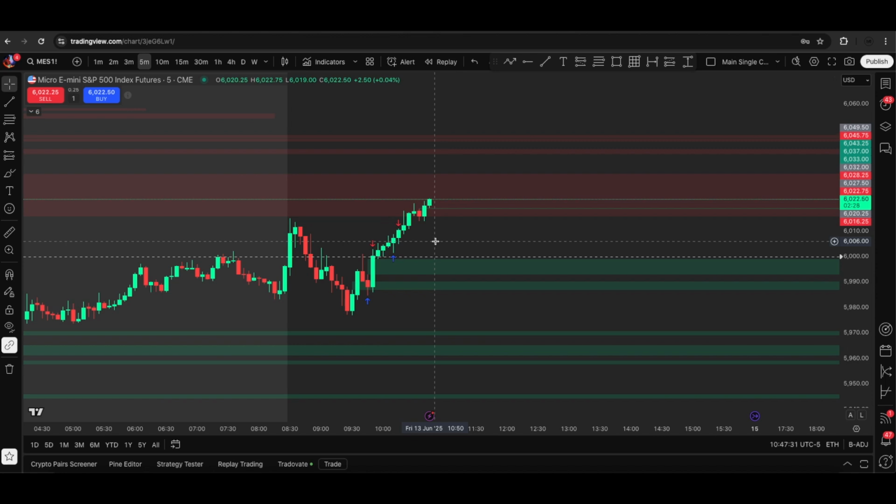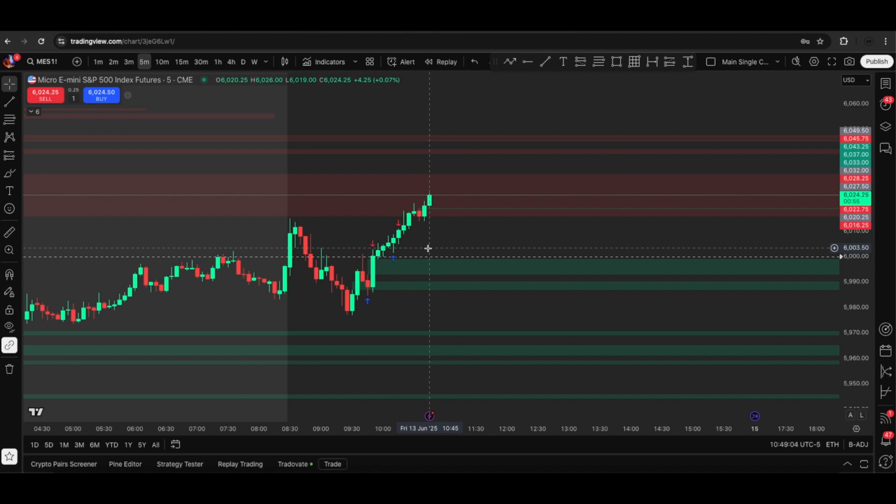Okay, so moving on to the next thing. How do I confirm it with structure? I don't just want to take every fair value gap I see. I want confluence. So for me, I'll often pair it with trend lines, supply and demand zones, or failed breakout or breakdown setups. That's kind of my three core things.